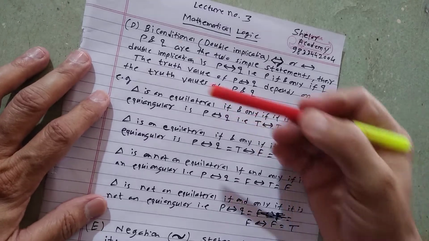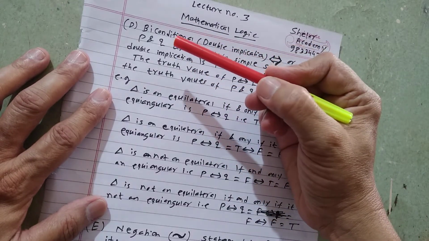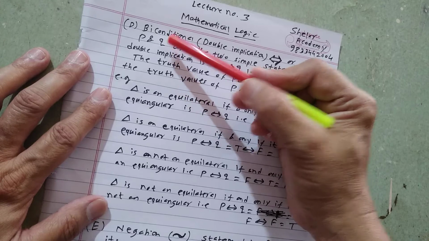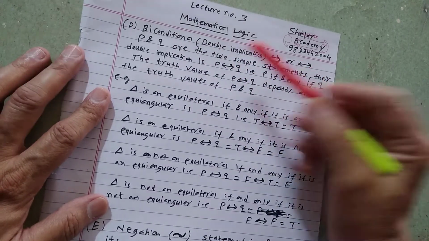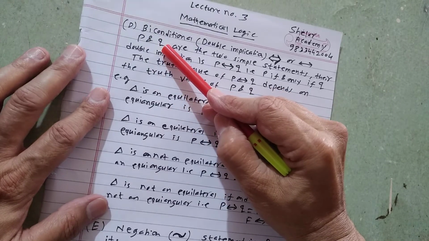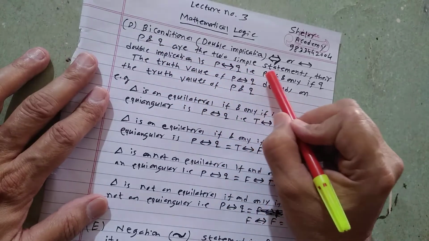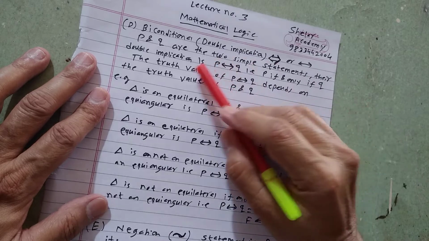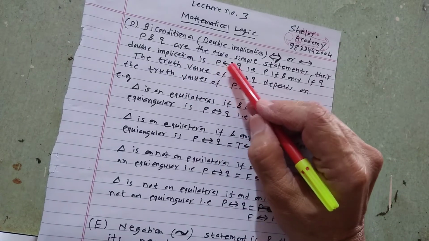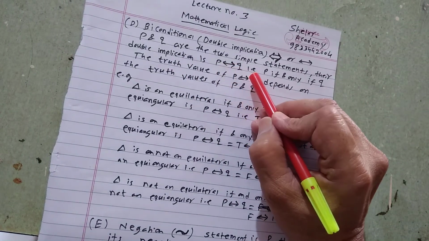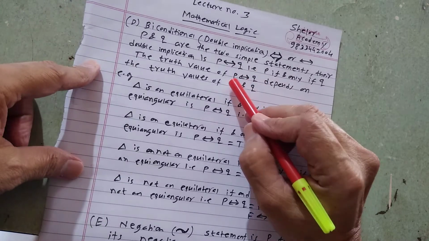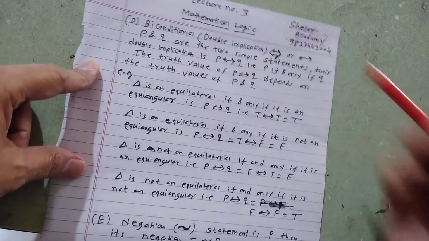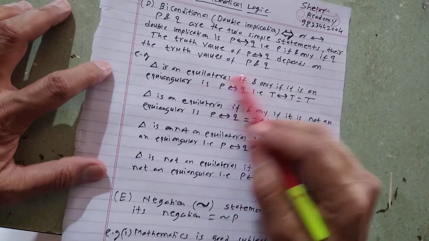Hello students, now we'll consider statement number 4, the biconditional or double implication statement. The symbol is this way or this way. P and Q are two simple statements. Their double implication is denoted by P double arrow Q, that is, P if and only if Q. The truth value of P double arrow Q depends on the truth values of P and Q.